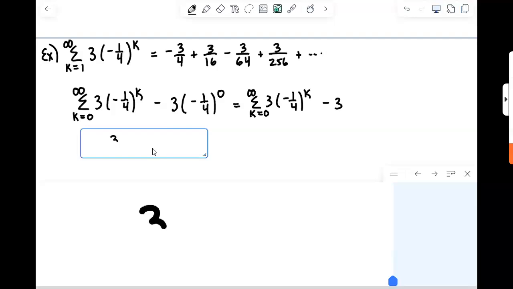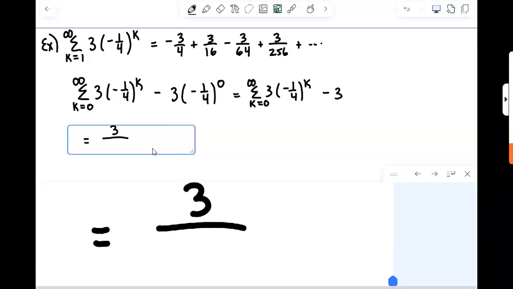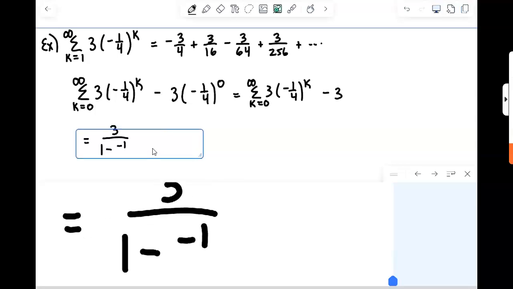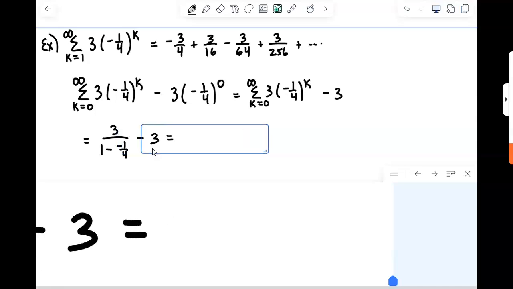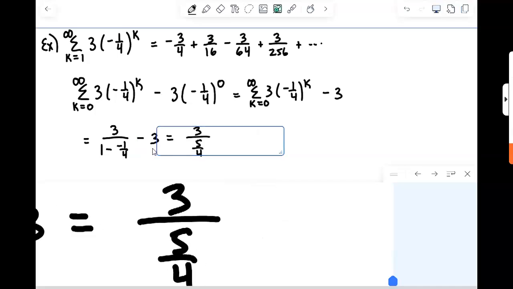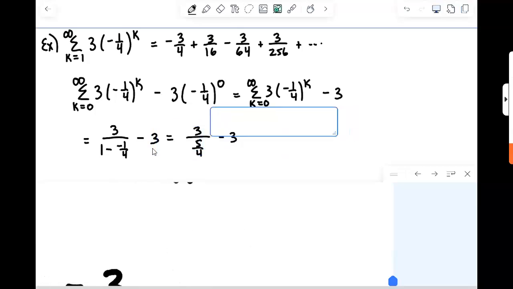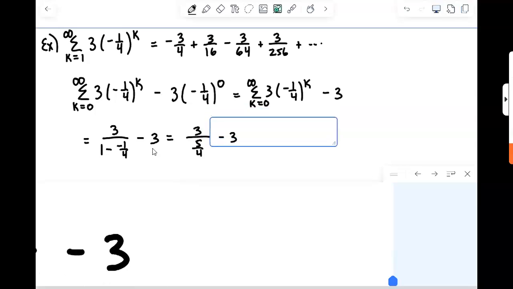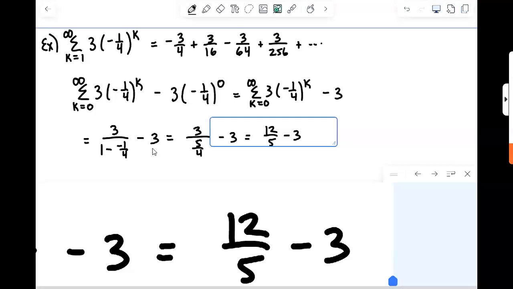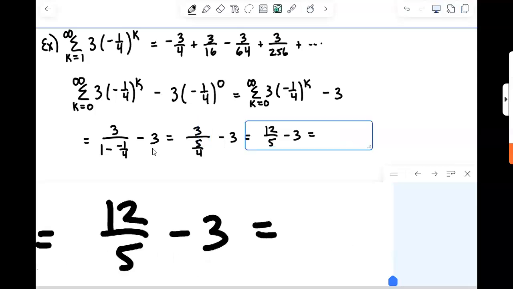So that will be 3 over 1 minus a negative 1/4, and then minus 3 still. And we simplify. That's going to be 3 over 5/4, and it's still minus 3. And then we simplify. 3 divided by 5/4 is the same as 3 times 4/5, which would be 12/5, and then minus 3. All right. And so we get a common denominator, which would be 5. 12/5 minus 15/5. So the overall thing is going to converge to negative 3/5.